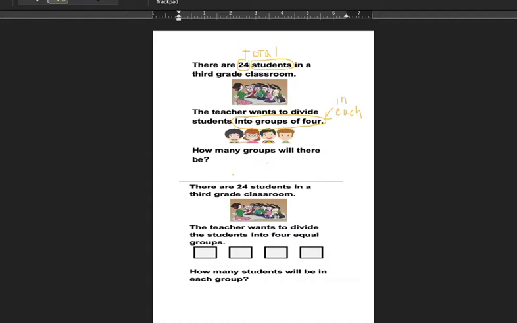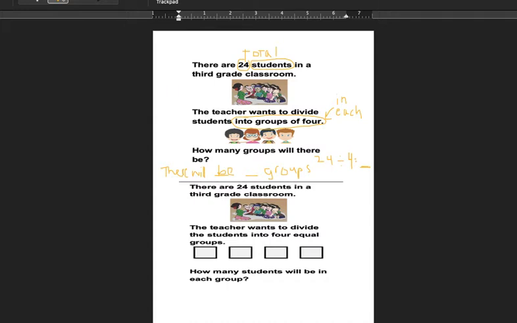So how many groups will there be? There will be blank groups. That's what I'm trying to solve for. I'm trying to figure out how many groups. And I need to make sure whatever picture I show represents that as well. So I know the total is 24, and I'm dividing that by 4. And I'm trying to figure out how many groups there will be.